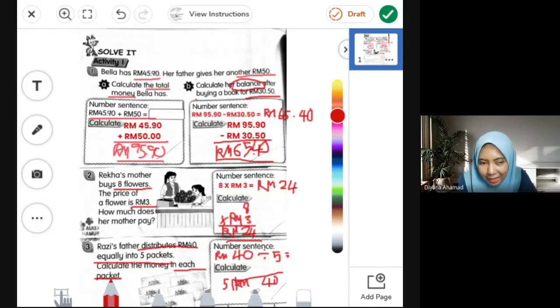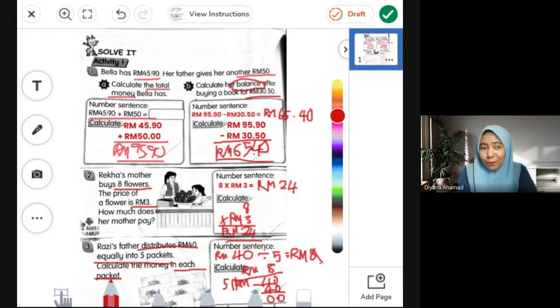Correct. So don't forget to do the calculation. The answer is 8. 8 times 5 is 40. Minus 40 below. You do it properly. Sorry, my handwriting is a little bit bad. 0 minus 0, 0. 4 minus 4, 0. No remainder. Because this is money, don't forget to put RM. So your final answer is RM8, 8 ringgit. Okay, everyone?